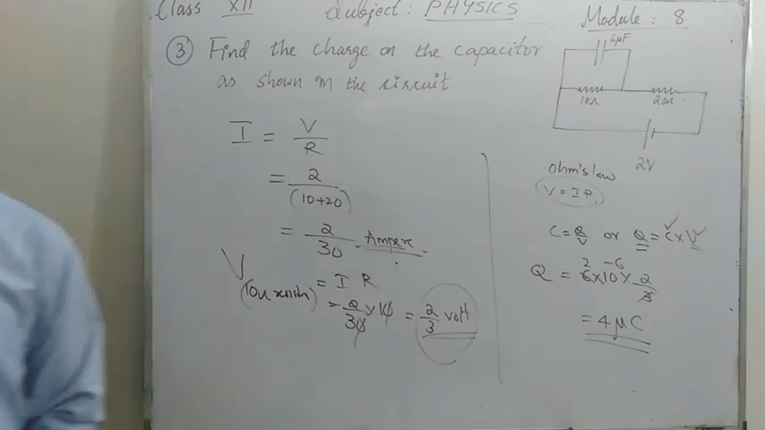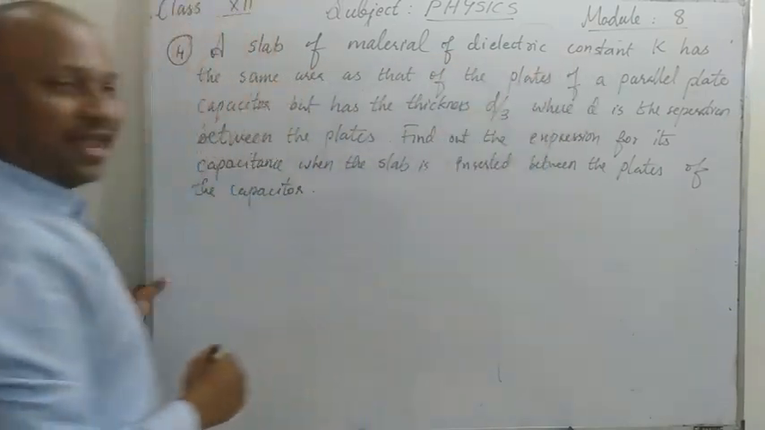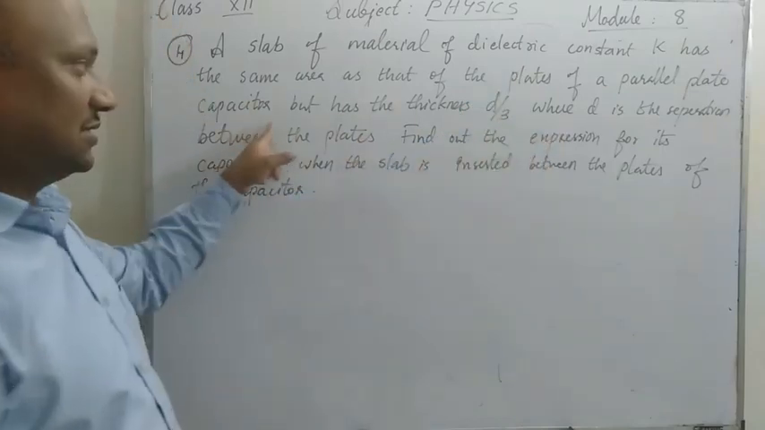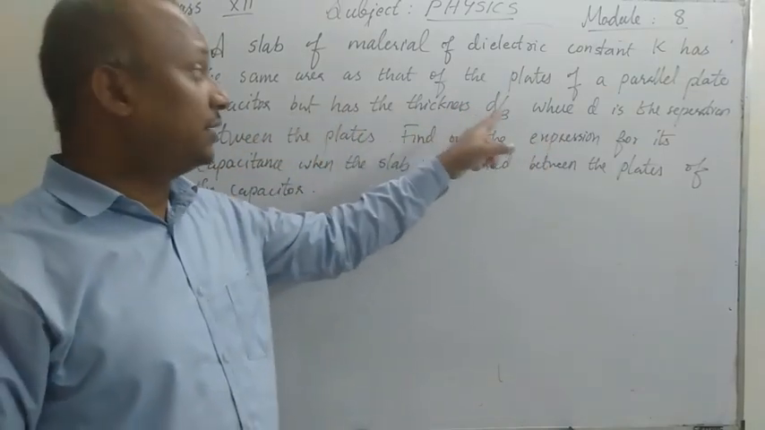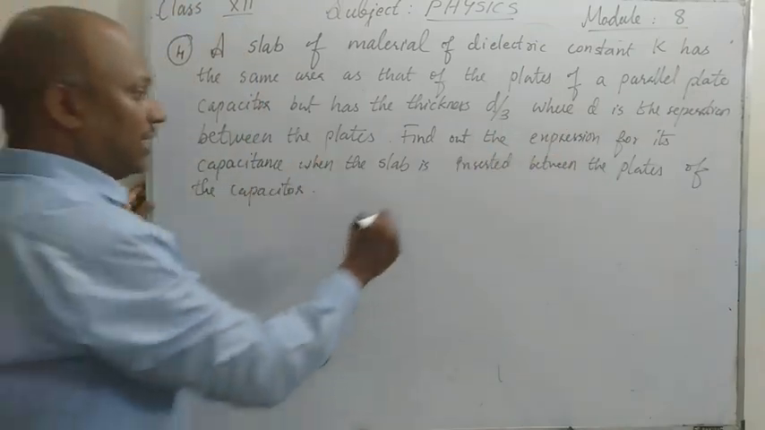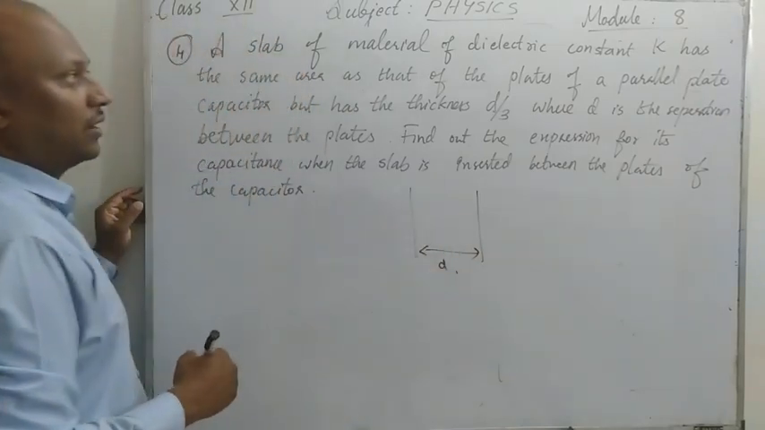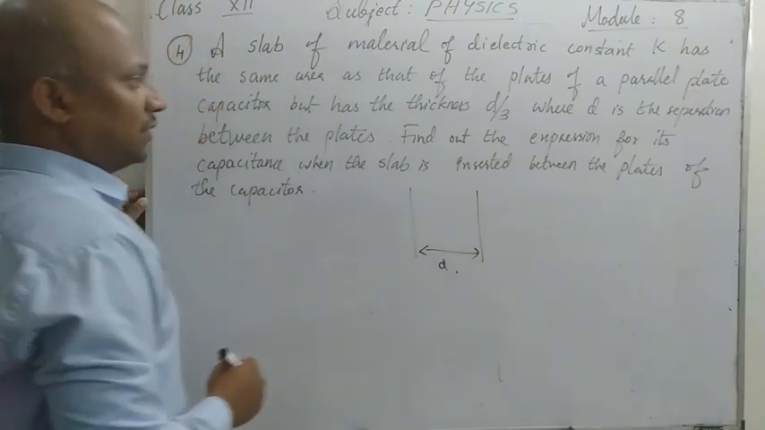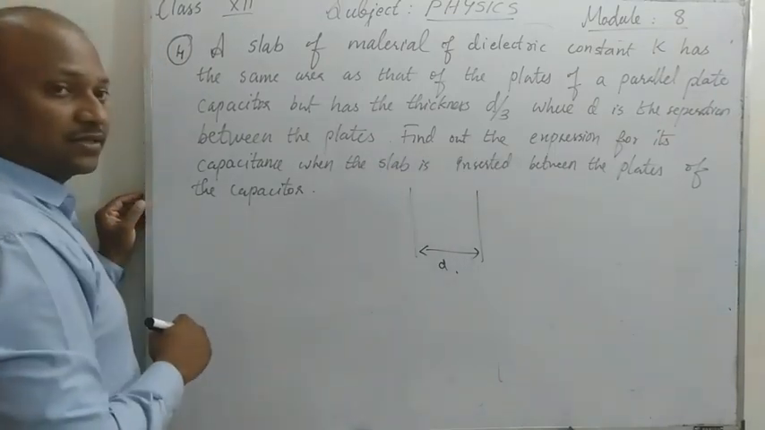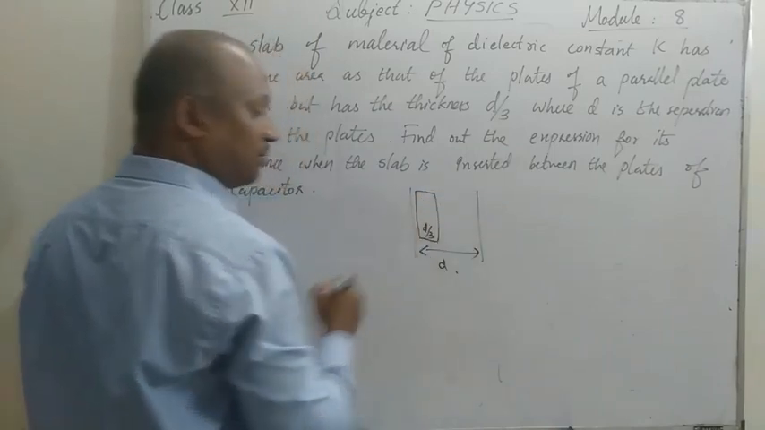So the next question, this is question number 4. A slab of material of dielectric constant K has the same area as that of the plates of a parallel plate capacitor, but has thickness d by 3, where d is the separation between the plates of the capacitor. Find out the expression for its capacitance when the slab is inserted between the plates of the capacitor. So the slab is inserted, and the slab has a thickness of d by 3.